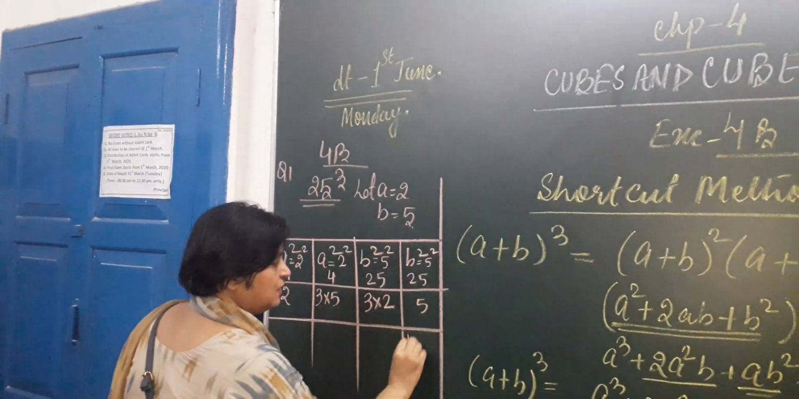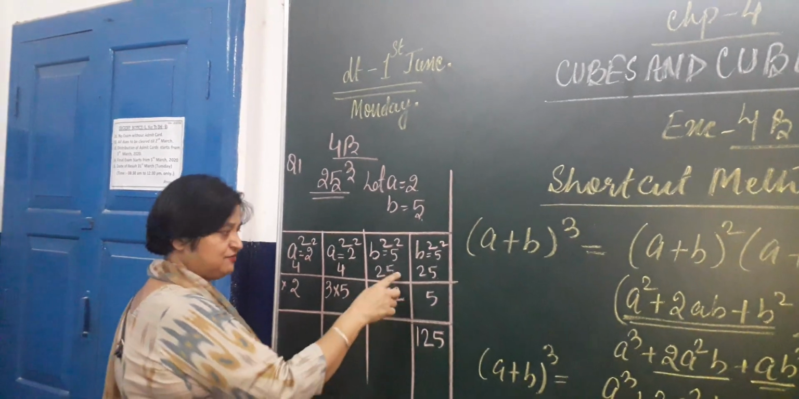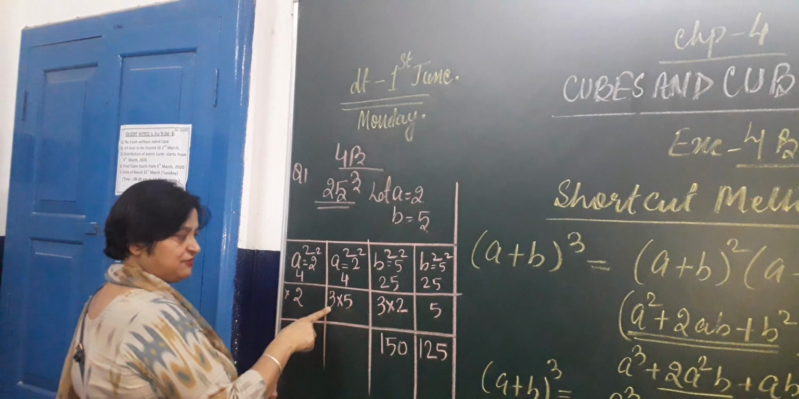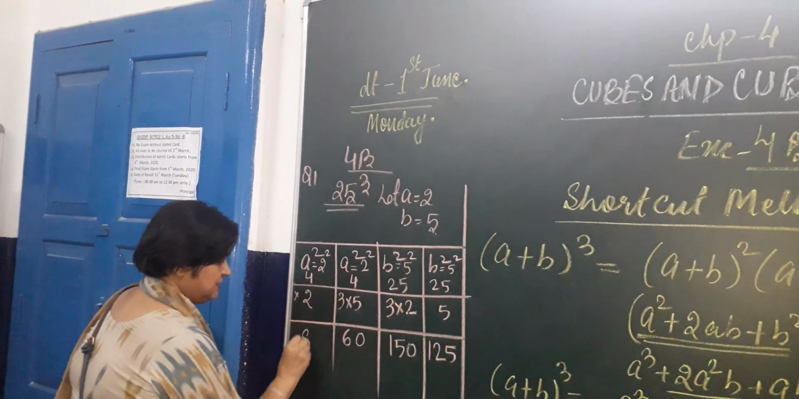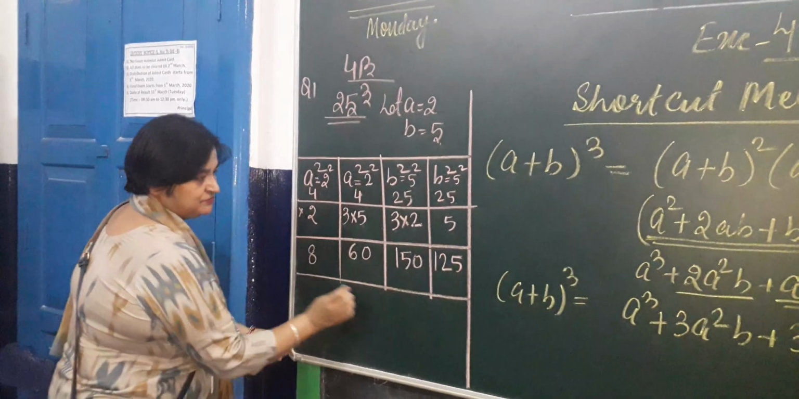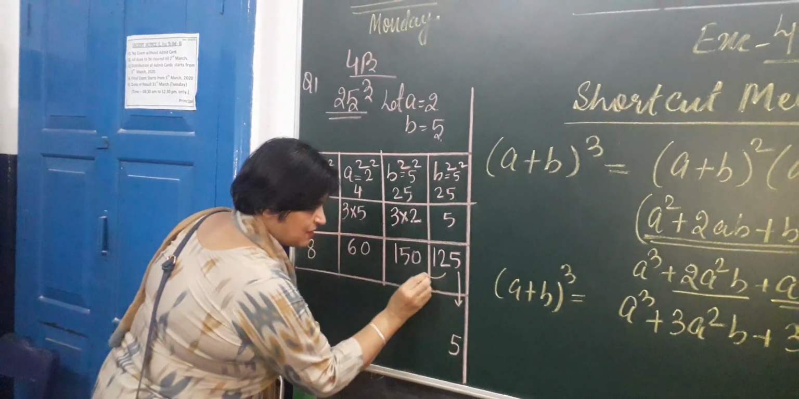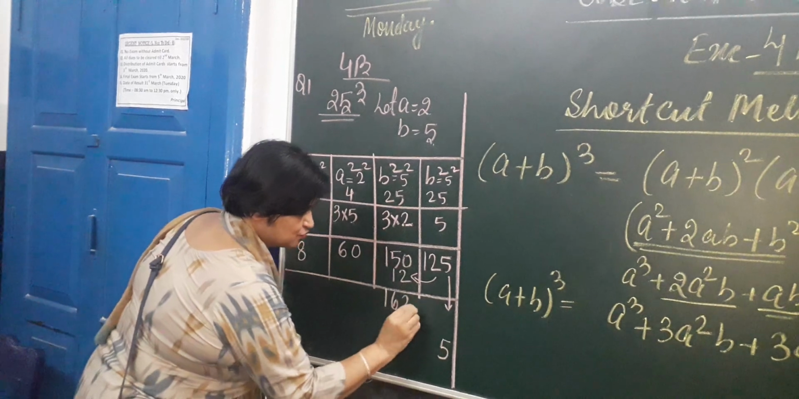25 5s are 125. Here 25. 3 2s are 6. 25 6s are 150. 5 3s are 15. 15 4s are 60. And 4 2s are 8. Now this is the time to sum up. It is time to add. From here I will note down 5 only. And this 12 will go there and be added here. That means it becomes 162.